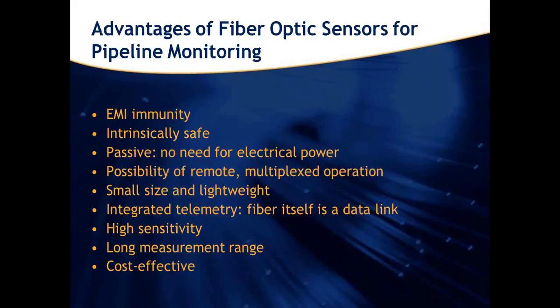The main advantages of such a fiber optic sensor for pipeline monitoring are first of all linked to the nature of the optical fibers, so they are immune to electromagnetic interference. They are intrinsically safe, so they can be used in explosive environments. They are passive, so the cables don't need any electrical power and can monitor very long distances. The cables are small and lightweight, and the fiber is at the same time the sensor and the data transmission link. Those systems offer high sensitivity to detect small leaks and very long measurement range, so they can be a very cost-effective solution for pipeline leak monitoring.